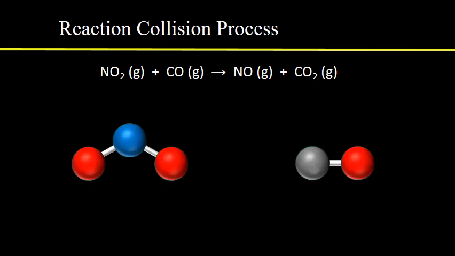This on the left is nitrogen dioxide. There's kind of a standard color system in chemistry. Nitrogen is almost always blue, oxygen is always red. Carbon is usually kind of gray or black, hydrogens are white, so on and so forth.